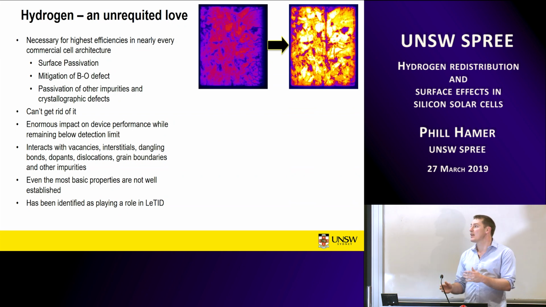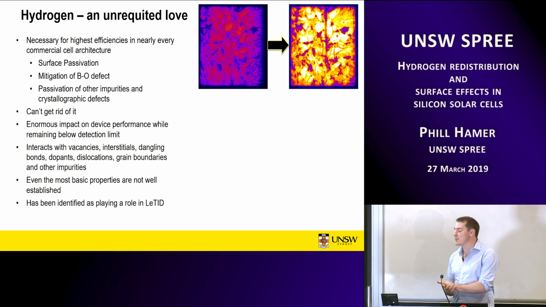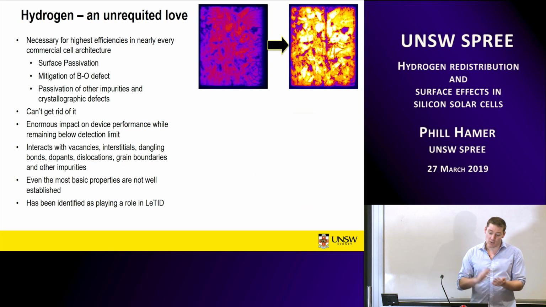The problem is it does all these things while remaining well below most detection limits. Because you can't get rid of it, you can't even get rid of it in vacuum systems, so the detection limit for hydrogen is much higher than many other impurities in silicon, so we just cannot see if it's there. So a lot of our arguments are based on the inferred presence of hydrogen. It's also a bit of a flirt.